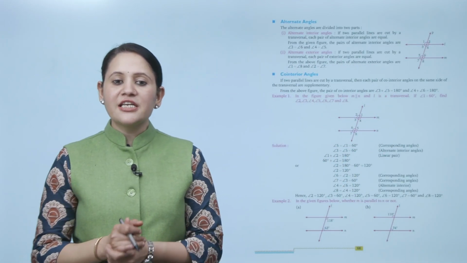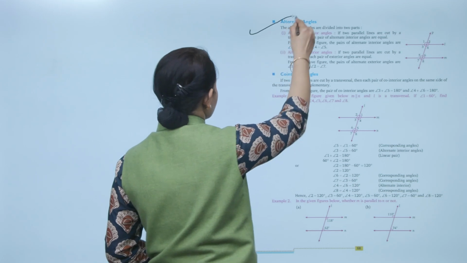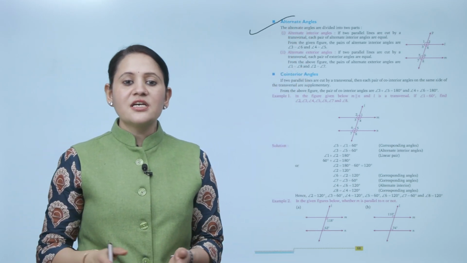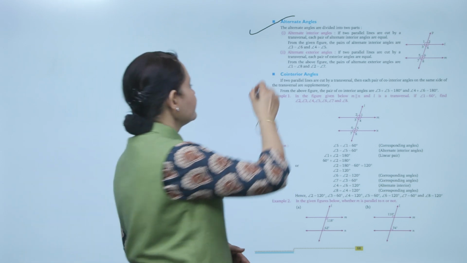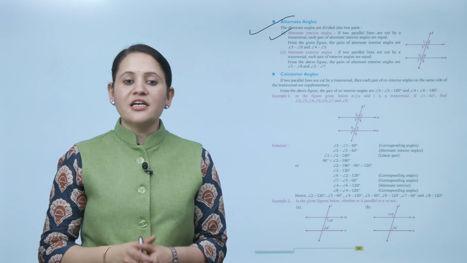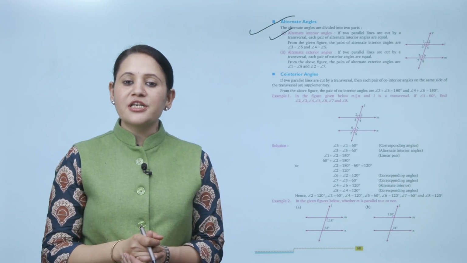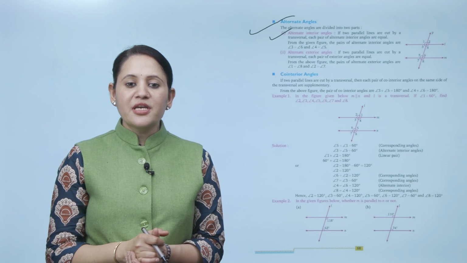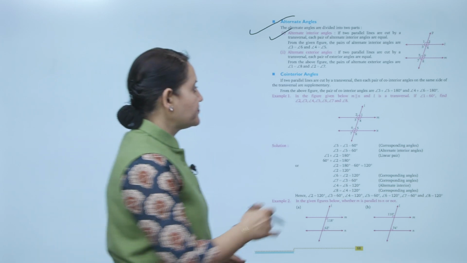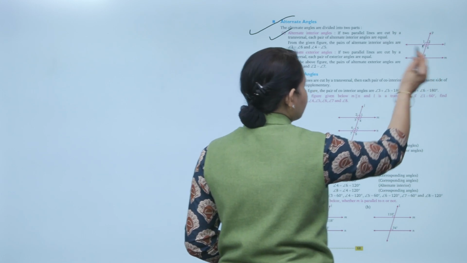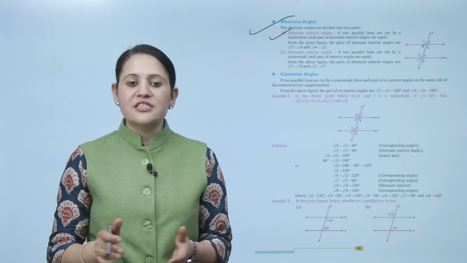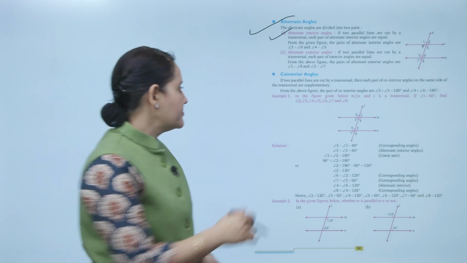Next is alternate angles. The alternate angles are divided into two parts. First, alternate interior angles. If two parallel lines are cut by a transversal, each pair of alternate interior angles is equal. From the given figure, the pairs of alternate interior angles are angles 3 and 6. Angles 3 and 6 will be equal, and angles 4 and 5 are equal. Next is alternate exterior angles.